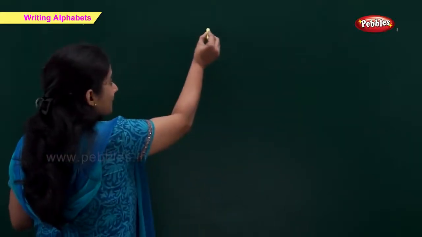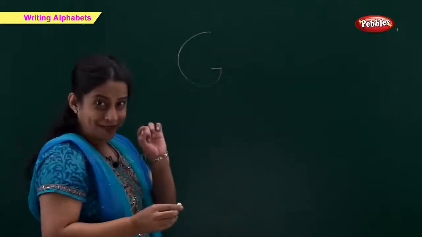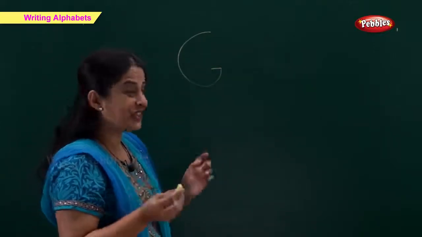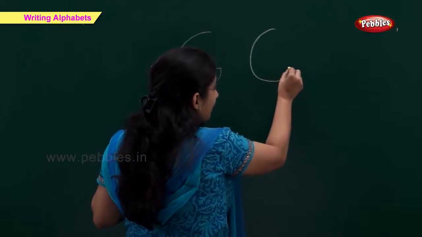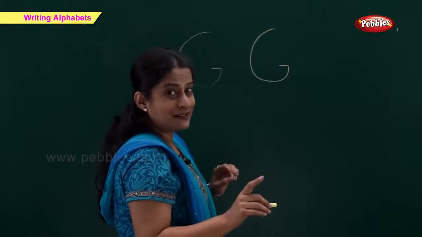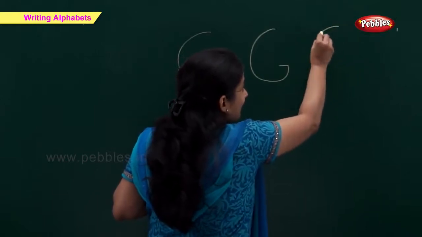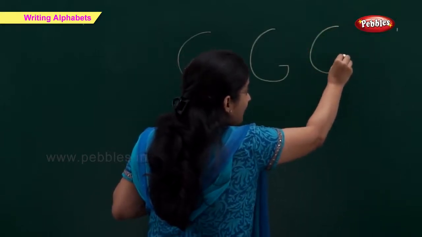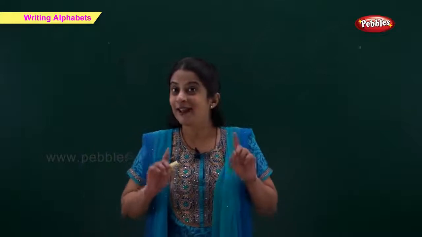Now we will write alphabet G. A curve and a small sleeping line makes alphabet G. A curve and a small sleeping line makes alphabet G. Isn't it simple? We'll see one more time. A curve and a small sleeping line makes alphabet G. It's time to write H.